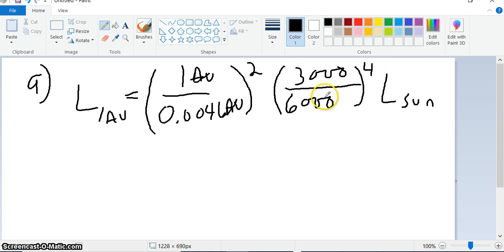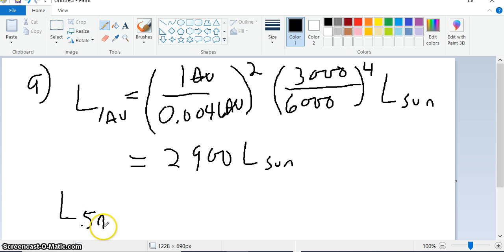Remember, do what's in the parentheses first. So 1 over 0.0046, you square that, and then you multiply that times 3,000 divided by 6,000, which becomes 0.5, raised to the 4th power. When you do that, you get a luminosity of roughly 2,900 times the luminosity of our sun. So this is when the red giant would be at 1 astronomical unit.